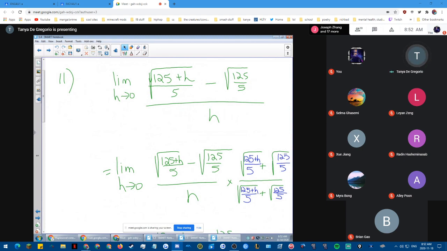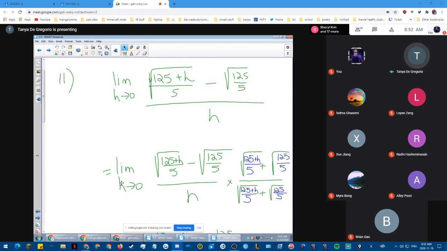The time in seconds to reach the ground is given by the formula t equals. Okay, never mind. We've got our variables interchanged. So now our independent variable is 125, and they gave us that, so that's fine. We don't need to solve for anything. So you're subbing into your equation: radical of 125 plus h over 5 minus radical 125 over 5, divided by h.